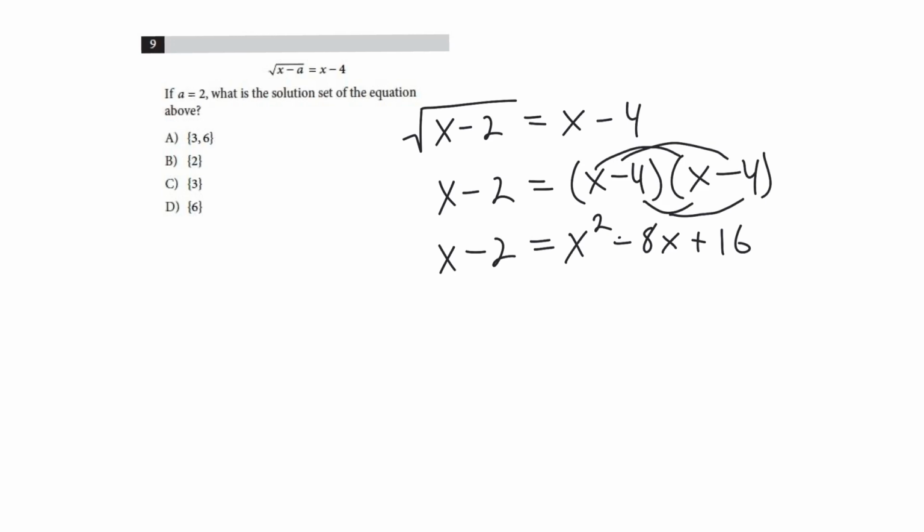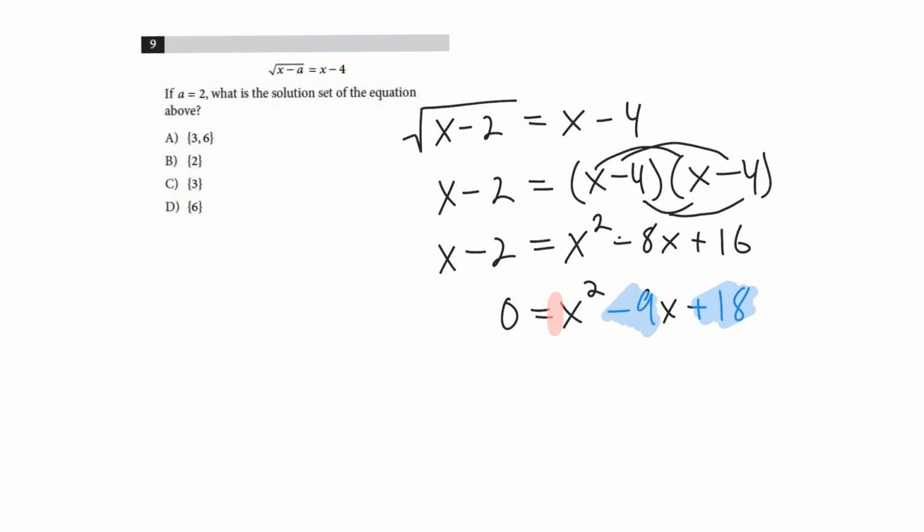All right, this is a quadratic. To solve a quadratic equation, you need to set it equal to 0. So I'm going to subtract x from both sides, and then add 2 to both sides. So I'm going to get 0 equals x squared minus 9x plus 18. Okay, so here we can see we have a quadratic. Our leading coefficient is 1. Therefore, we're looking for two numbers that multiply to C and add to B.